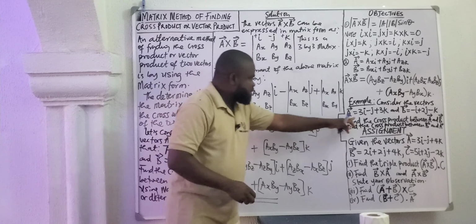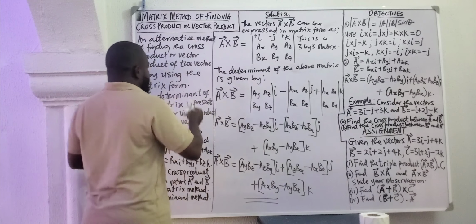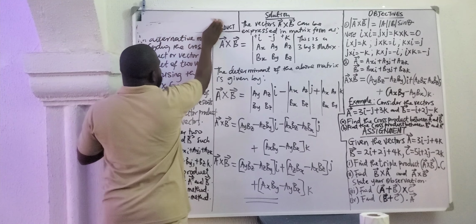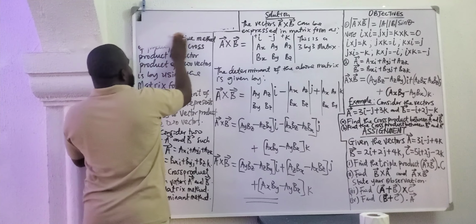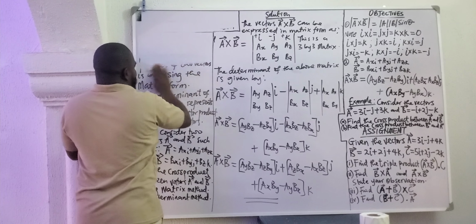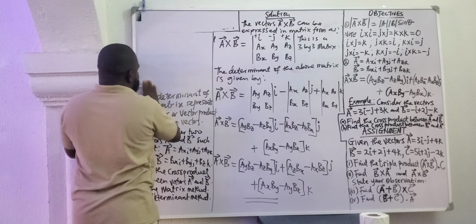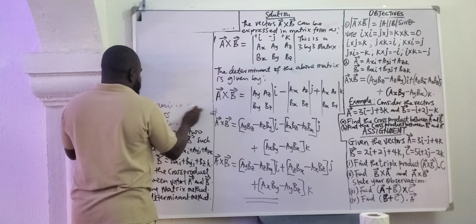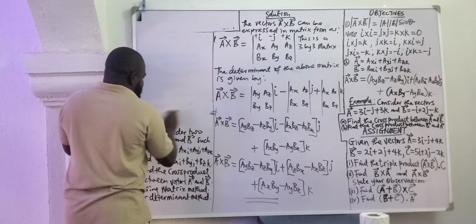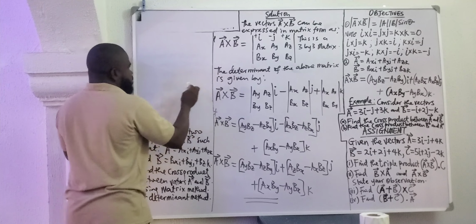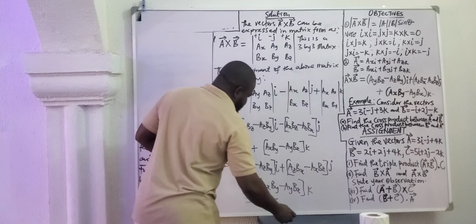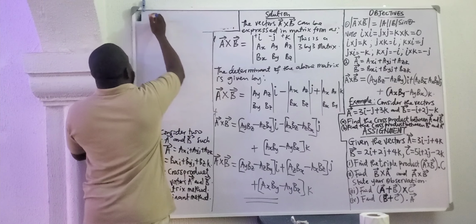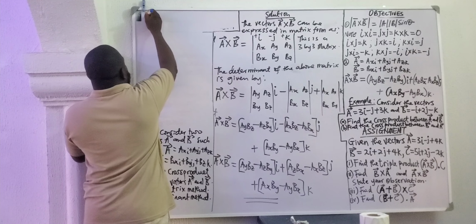Now, I'm going to apply it to solve this example. And once again, you will confirm that we have the same answer. So whether you use this determinant or matrix form, or you decide to use the previous one, that expanded form I obtained in the last class, you will discover that you will have the same answer. So the decision is yours. But this method is pretty straightforward for students to solve. So you find them using it more for solving cross product or vector products.